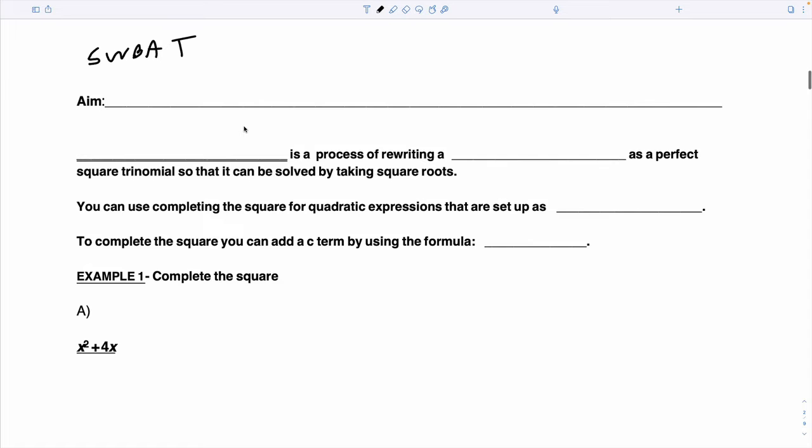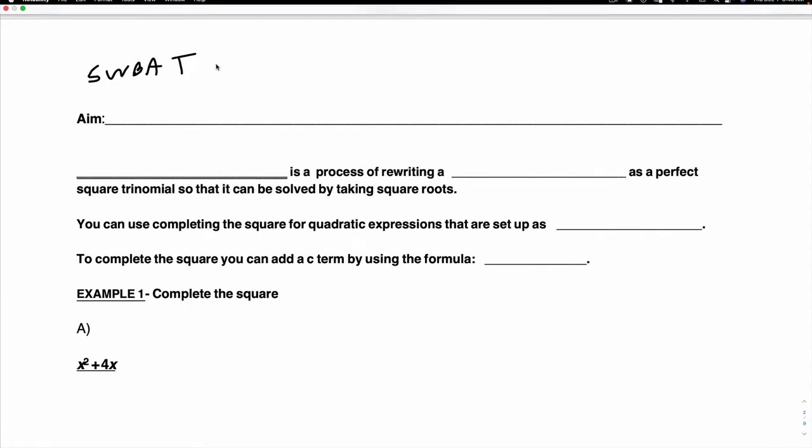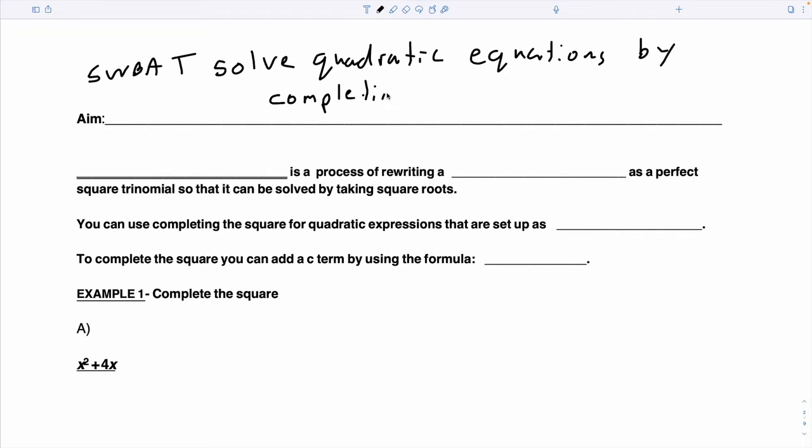All right, students will be able to solve quadratic equations by completing the square. This sounds similar to method 2. Taking the square root is a completely different process, and you're going to see a few differences.